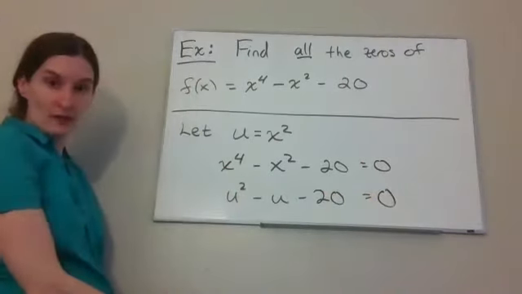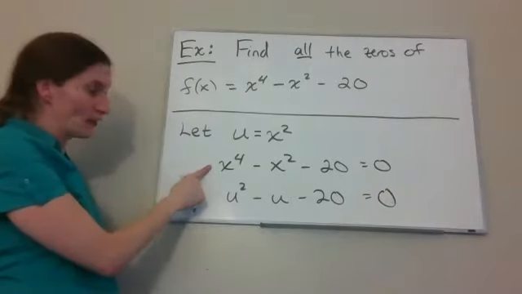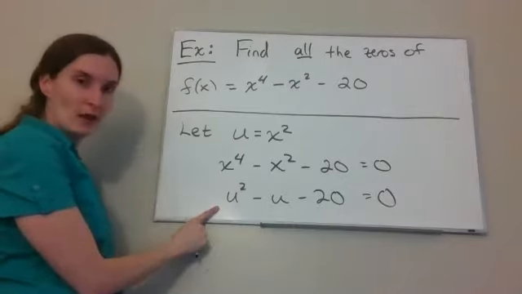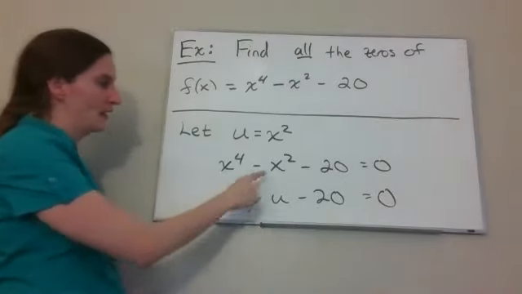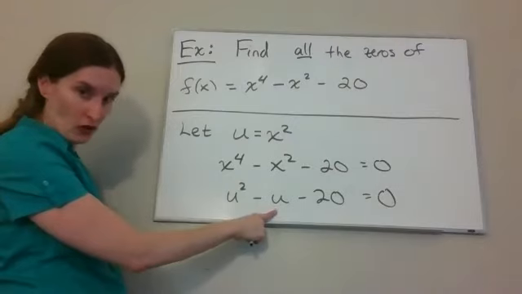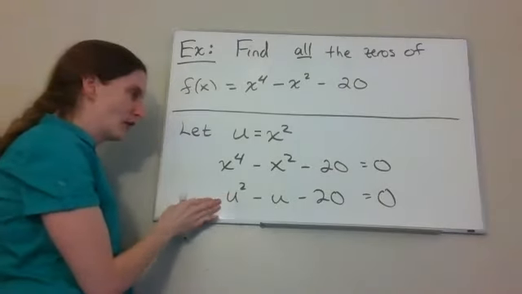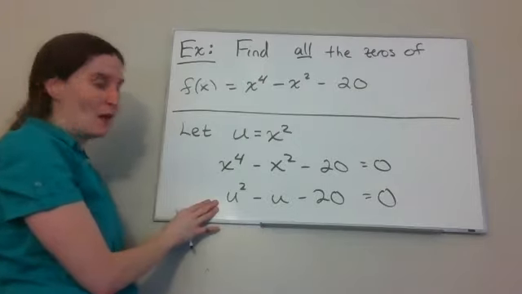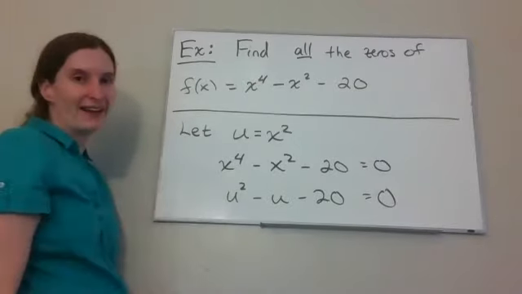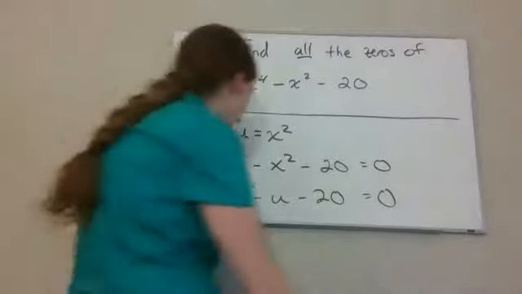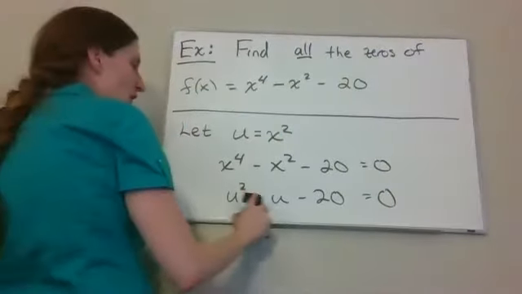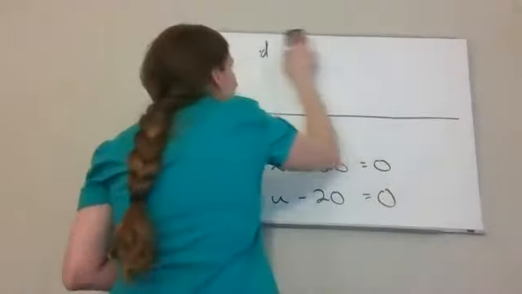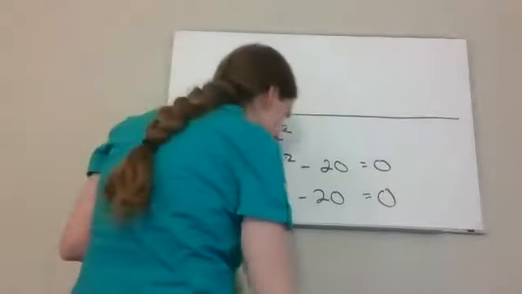Take a look at that for a second. This x to the fourth is the same thing as x squared squared. That's why I wrote it as u squared. This x squared, I call that u. Now I can solve this quadratic equation for what u is equal to, and then plug u equals x squared back in and figure out x. So I have u squared minus u minus 20 equals 0. That I can factor.